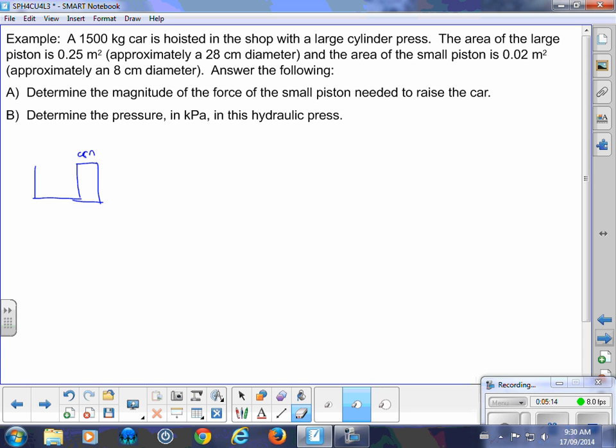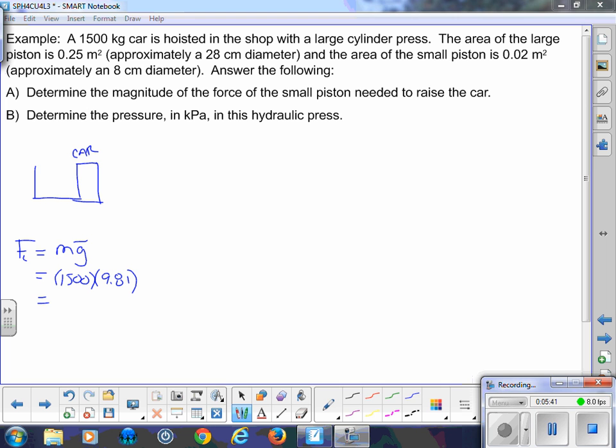Oops, I can't write the word car apparently. Let's try that again. CAR. Okay. So 1,500 kilogram car, we need the force. So the force of the load, or the large piston, to move that car is going to be from unit 2, mass times gravity. So 1,500 times 9.81 gives us 14,715 newtons. So that is the force sitting on that large piston.